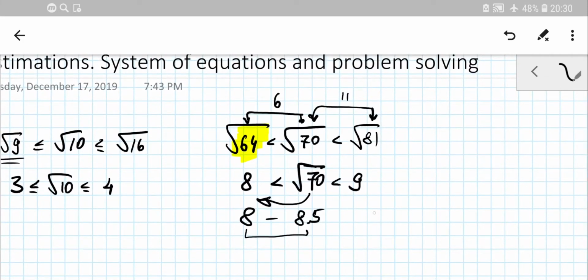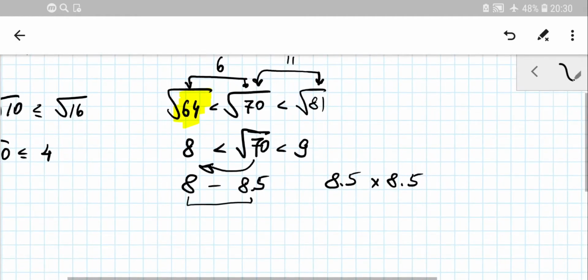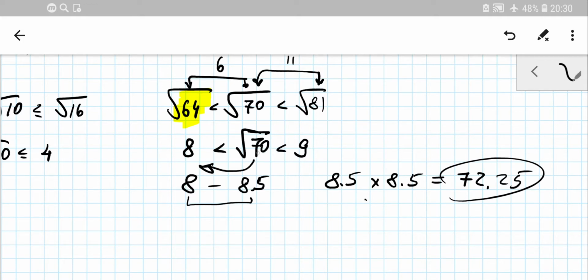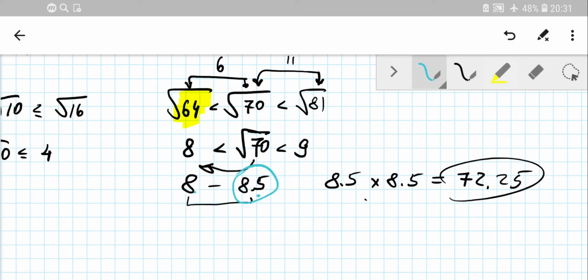To check yourself, just take 8.5 and multiply it by itself. Since it's without a calculator, you need to be able to do it without calculating, so to save your time I just do it quickly here, and if you calculate precisely, it's 72.25. And you're actually right, because your estimation is very close to the square root of 70. So your estimation is between 8 and 8.5, but very close to 8.5.